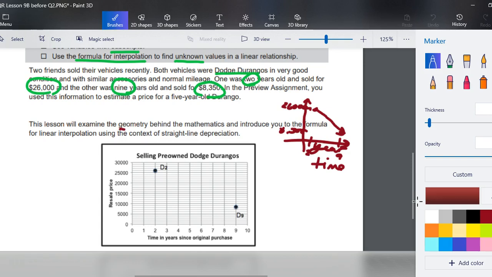This lesson will examine the geometry, the picture behind the math, and introduce you to a formula of linear interpolation. And we're going to use the context of straight line depreciation. Here's the picture. They have year 2. They have just over 25,000, which will put us right about 26,000. And then out here at year 9, there's 9. At year 9, we're down to about 8,000, which is this dot here. So that's where we're starting with our graph.